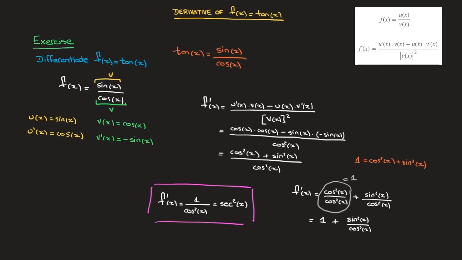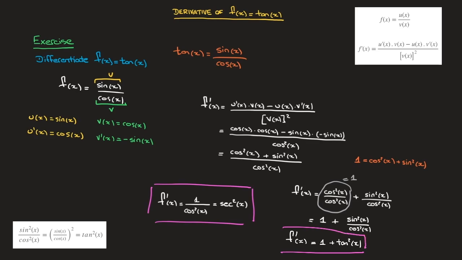Finally, using the fact that sine over cosine is equal to tan, we state the second option, which is f dash of x, the derivative, equals 1 plus tan squared of x. And that's our second option.